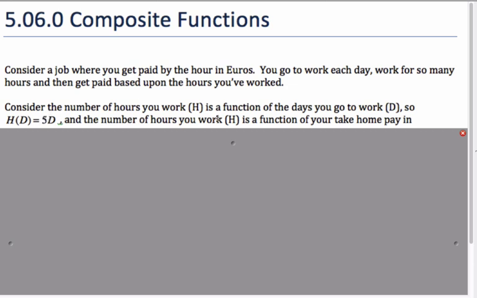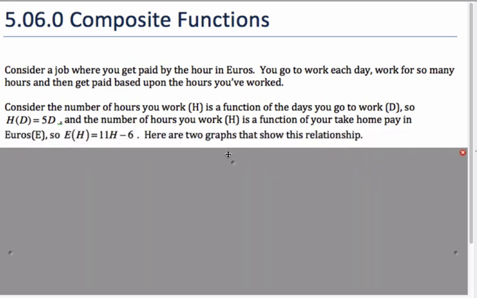And the number of hours you work, H, is a function of your take-home pay in euros. So if I work 10 hours, then I get so many euros. Hours controls how many euros. Days control hours, hours control euros. And here's my function for euros. I've said 11 euros per each hour minus 6. So this is probably like union dues or taxes or some scenario like that. You never make exactly what you're supposed to. You always make a little bit less. And this is a simplification of how people are actually paid, but it's good enough for this scenario.